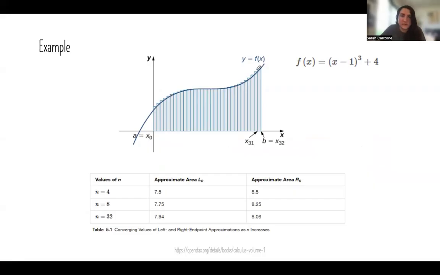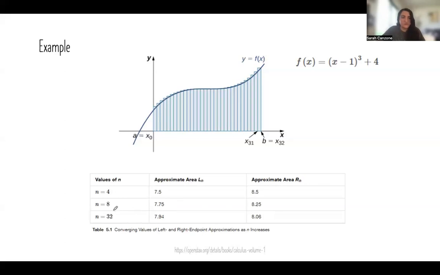So here we have 32, and we notice that it only goes over a little bit here. This is almost exact in the middle, and it only goes over a little bit here. So you see in this table right here, maybe you don't have to write anything down. This is just for your understanding. If you have 4 rectangles, then your left area approximation is going to be 7.5, and your right area approximation is going to be 8.5. So you see this will be a little bit of an under approximation, and this will be a little bit of an over approximation. If you use 8, now it's a little bit more accurate. You notice these two numbers become a little bit closer. Now, if you use 32, this number is almost 8, and this number is almost 8.